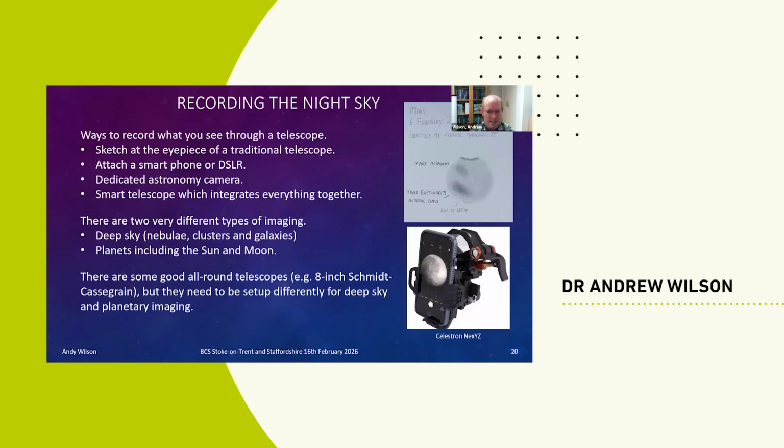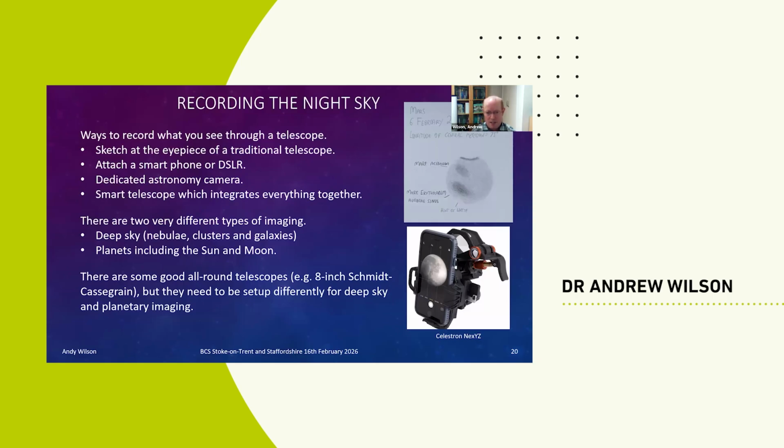So to record the night sky, there's a few different ways we can do it. I still do a bit of sketching at the eyepiece. This is just a crude sketch which I have here of the planet Mars. You can also attach smartphones and DSLRs. Here's an attachment you can have for attaching a smartphone to a telescope, though you will be limited in the sort of detail you can see just by attaching a smartphone to a telescope. Dedicated astronomy cameras will give a much better image.